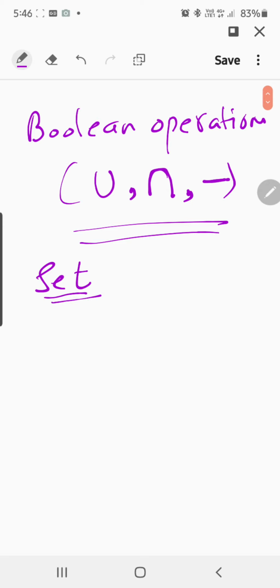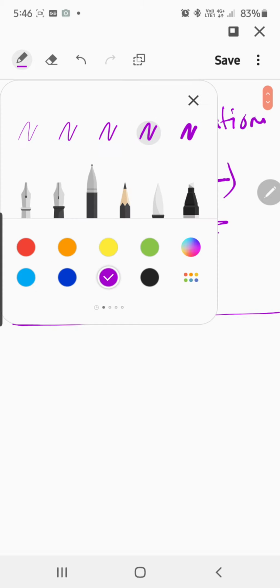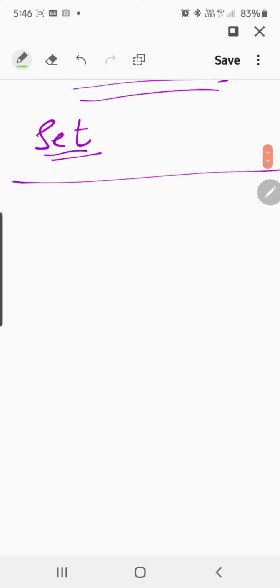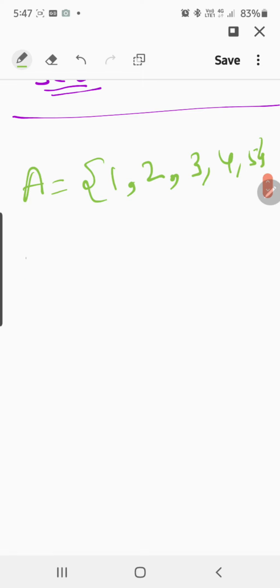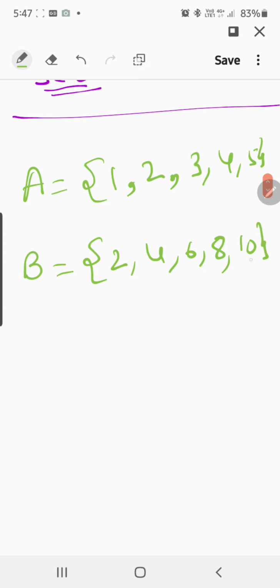Today in this class we are going to start some problems, and we will see how the Boolean operations help and give you 4 marks. Let us start. For example, I am considering a set A equals {1, 2, 3, 4, 5}, and B is my other set, let it be {2, 4, 6, 8, 10}.